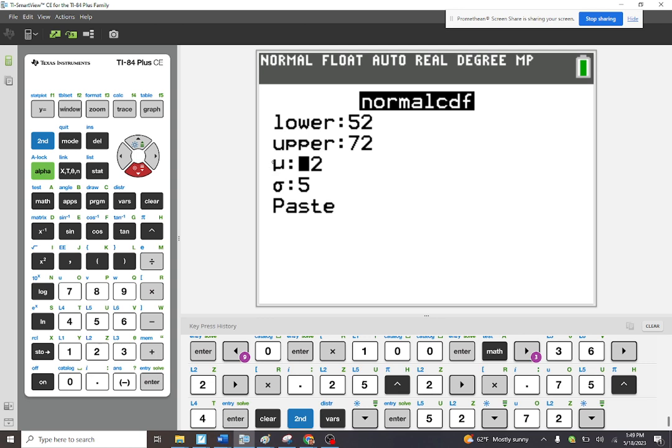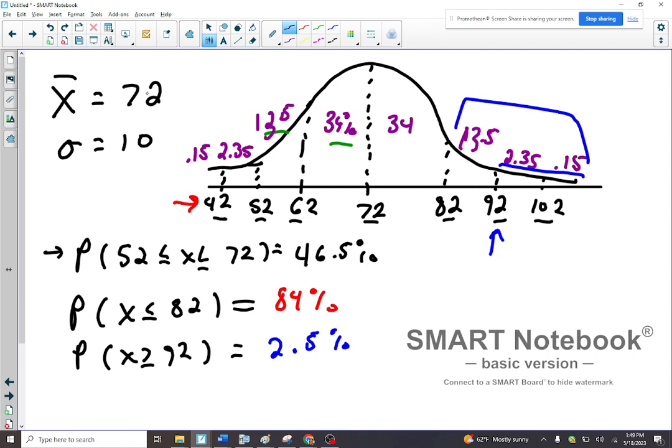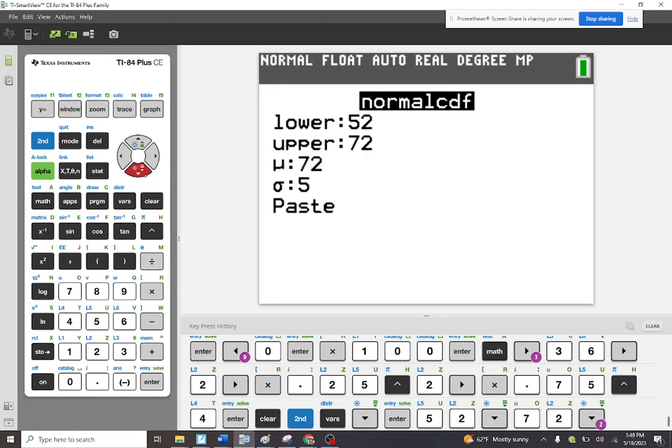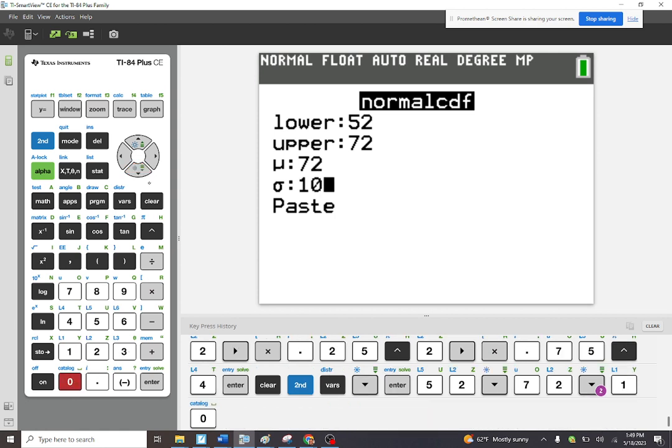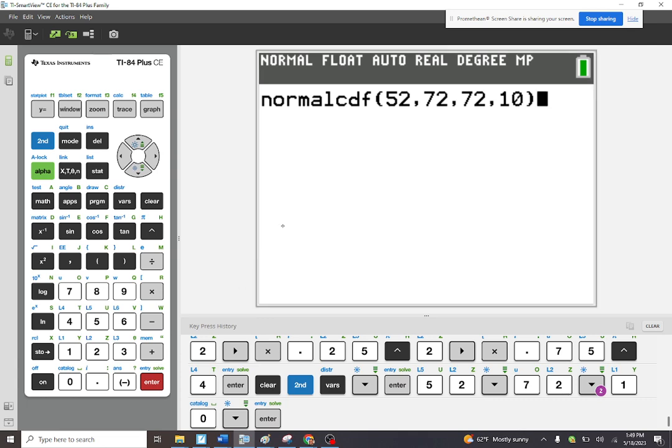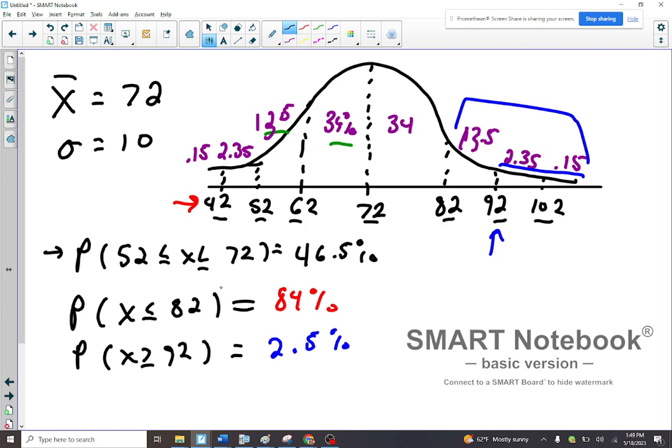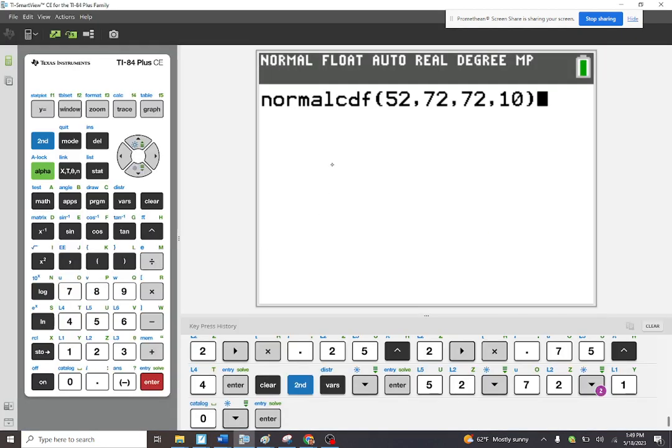Now, this mu, or the mean, is going to be what the mean is in the question. Happens to be 72 in this one, so 72. Yeah, so in the middle. And then the standard deviation in this question happens to be 10. So we're going to click paste. Upper is where you're going up to, which in the first question is 72. They just happen to be the same. So this is the lower bound, 52, upper bound, mean or middle, and the standard deviation. Now, if you have an old calculator, you just have to put it in like that with commas.